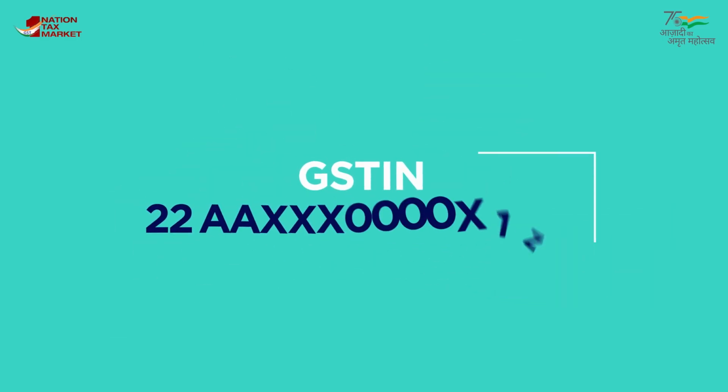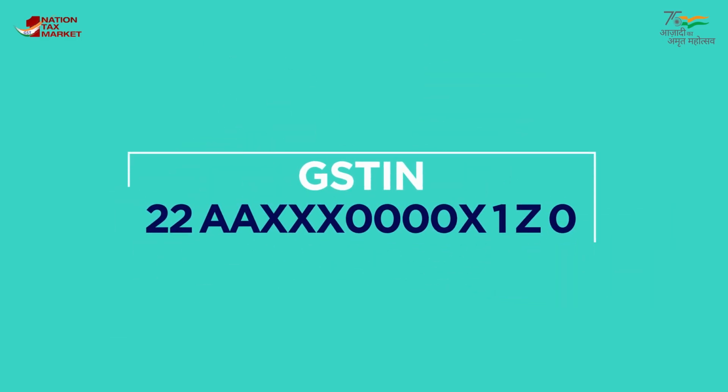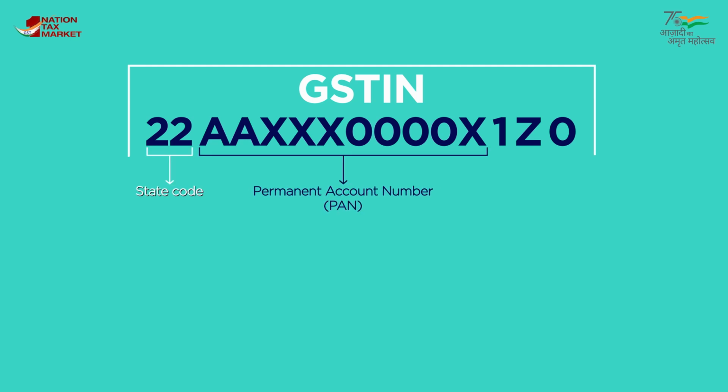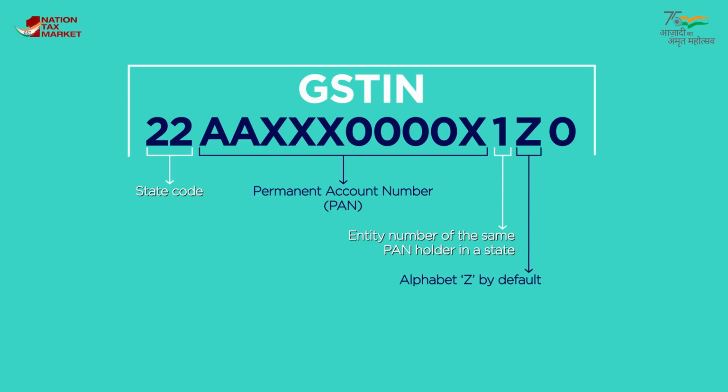Upon registration, the applicant is allotted a GST identification number in which the first 2 digits represent the state code. The next 10 digits represent the PAN of the person or business entity. The 13th digit is the entity number of the same PAN holder in a state. The 14th digit is alphabet Z by default, and the last digit is checksum digit.